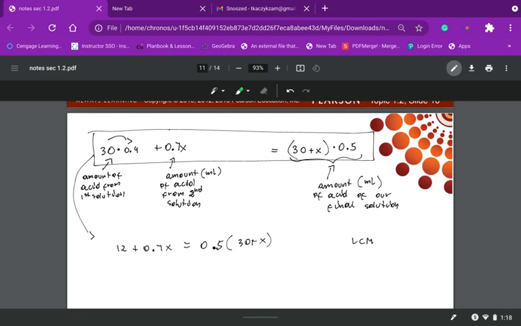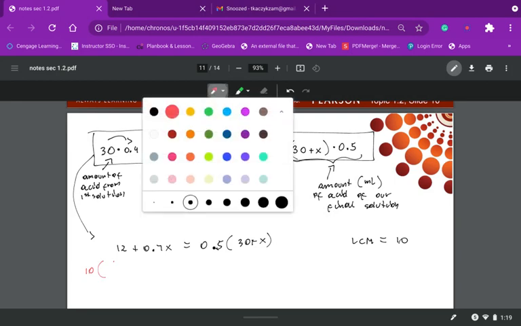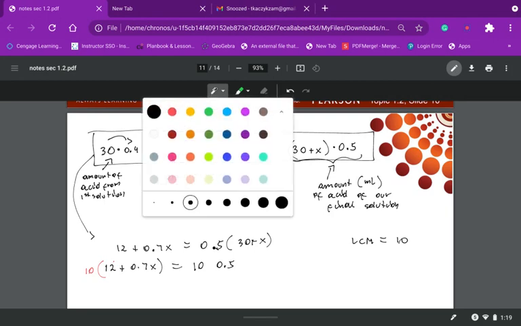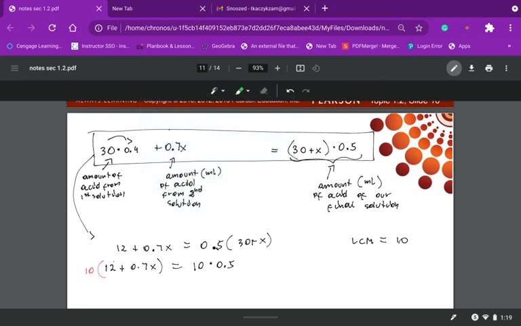Lowest common multiple here, since I have 0.7, which is 7 over 10, and 0.5, which is 5 over 10, the lowest common multiple will be 10. I'm going to multiply both sides of the equation by 10. Again, I just prefer to work with the integers. So 12 plus 0.7x equals 10 times 0.5 times 30 plus x. For times I'm going to avoid the x symbol, because x stands for my variable.